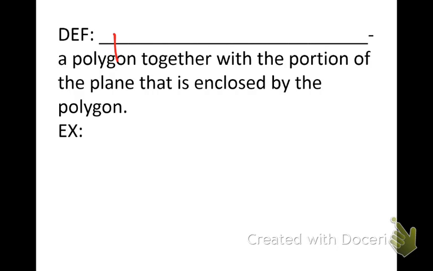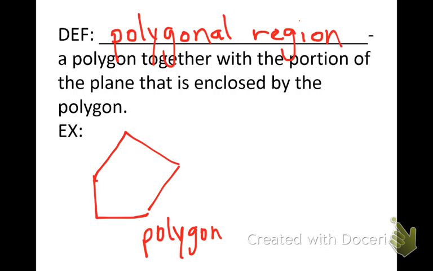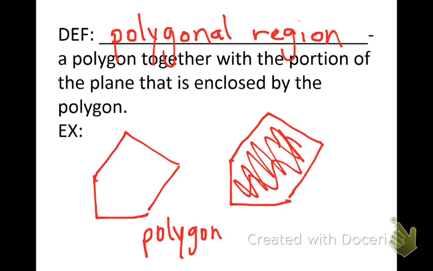A polygonal region is a polygon together with the portion of the plane that is enclosed by the polygon. So here's a picture of a polygon. And here's a picture of a polygonal region that includes the space inside the polygon.